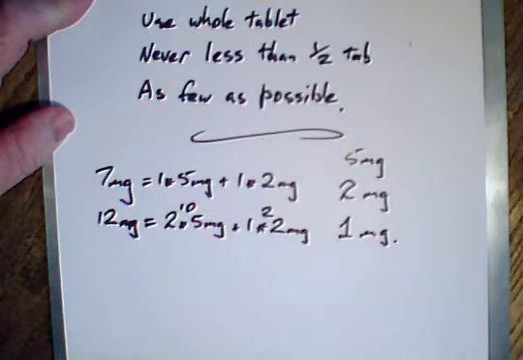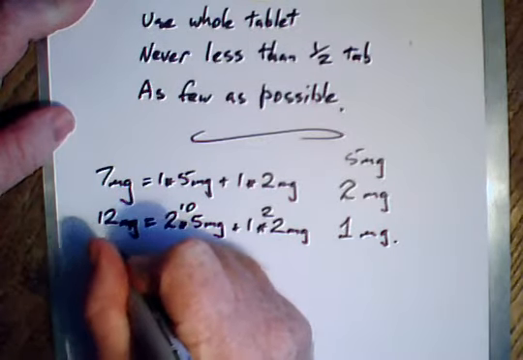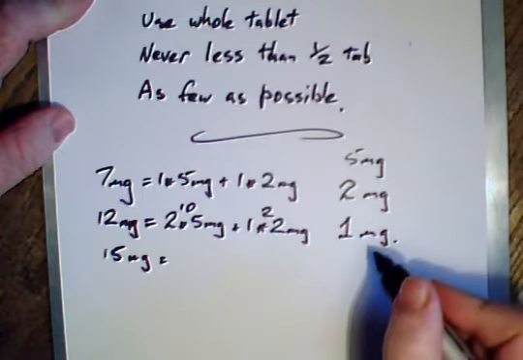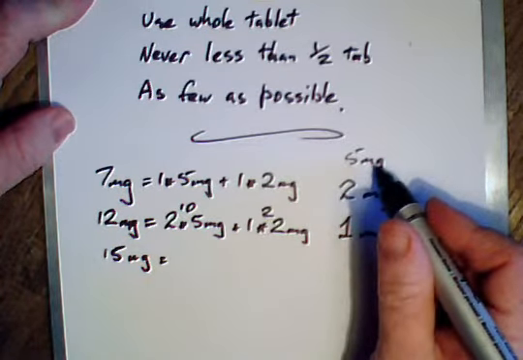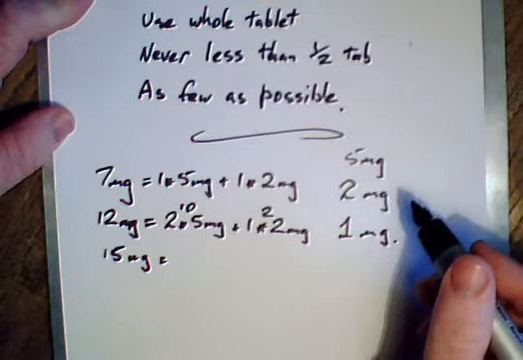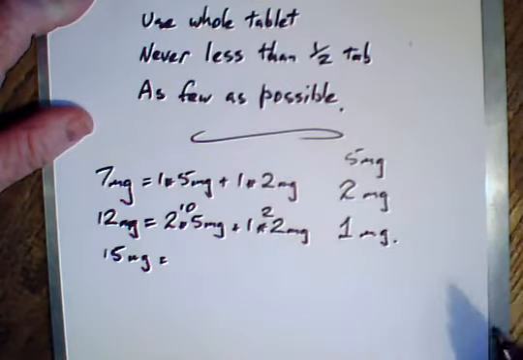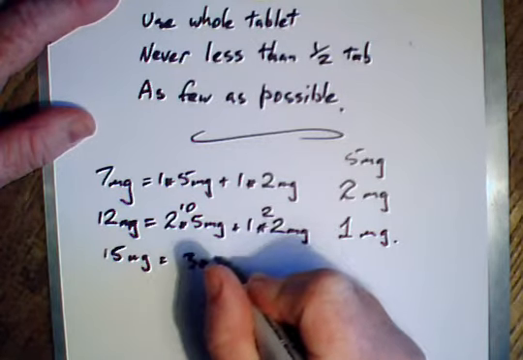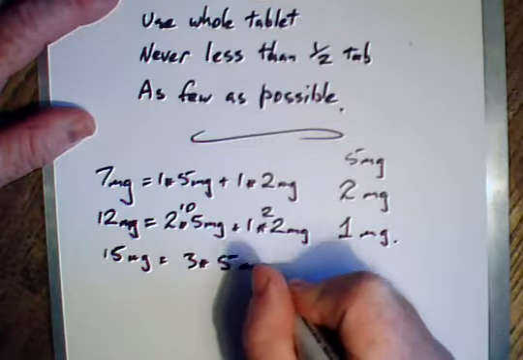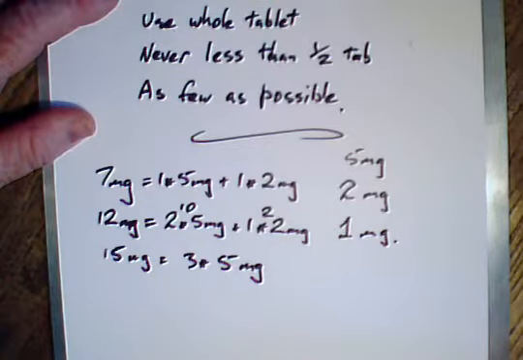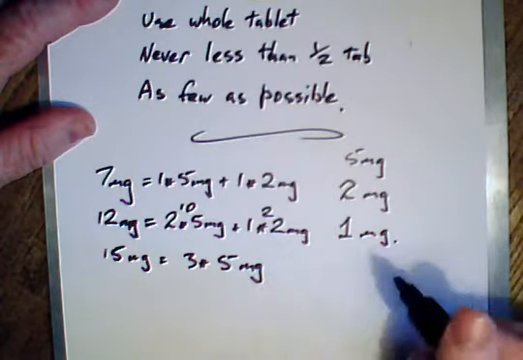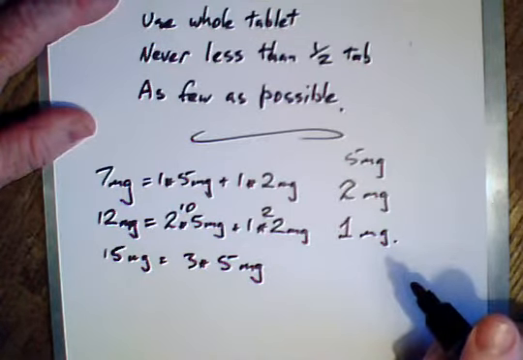Okay, let's try that again with another number. 15 milligrams equals, well, the most economical way is using the 5 milligrams. Always go for your biggest value. Okay, so 3 times the 5 milligrams. So that's going to be the cheapest and most efficient way of doing it.